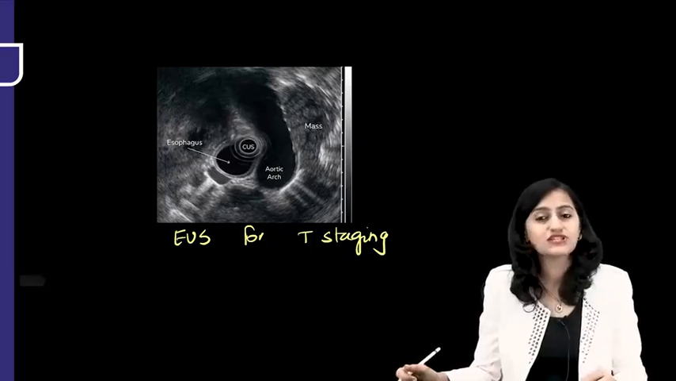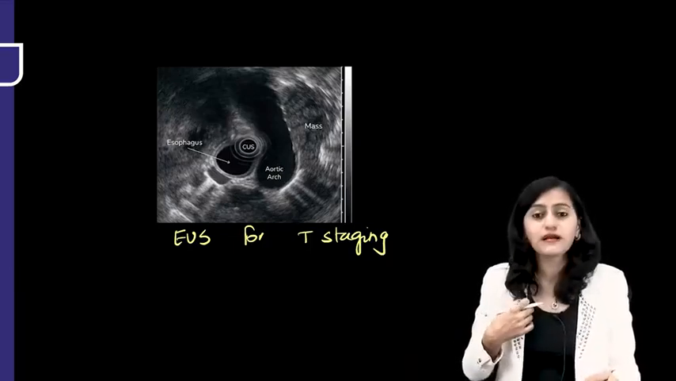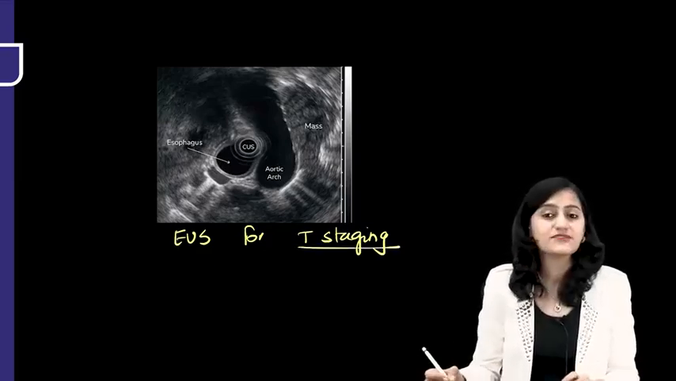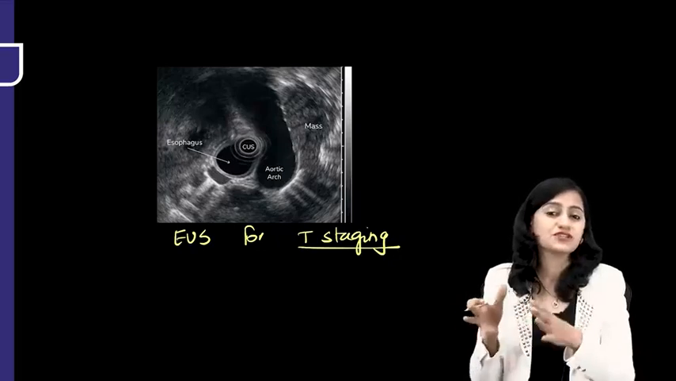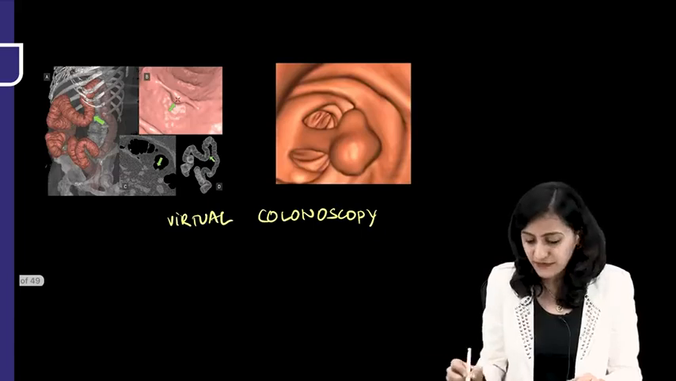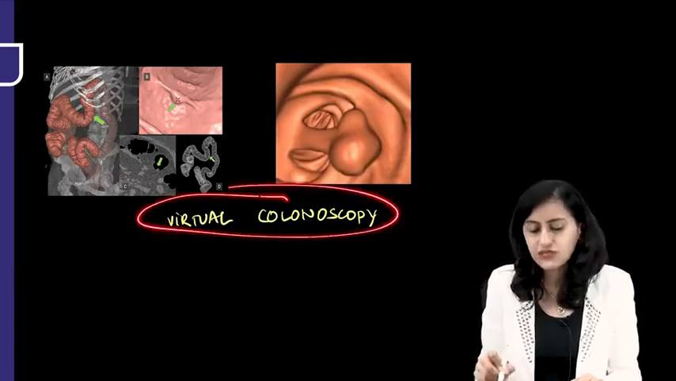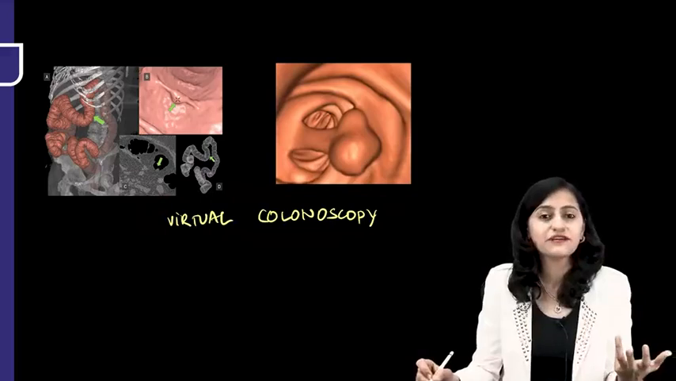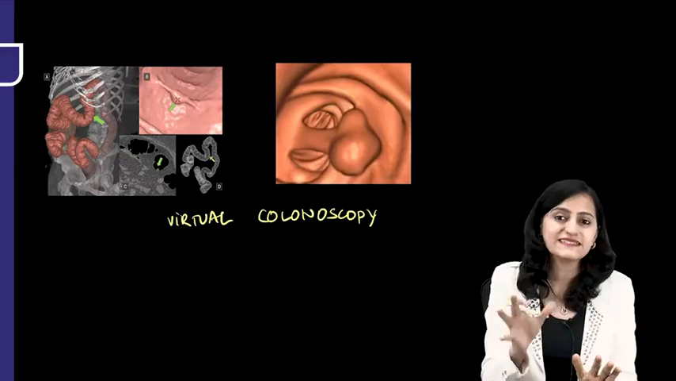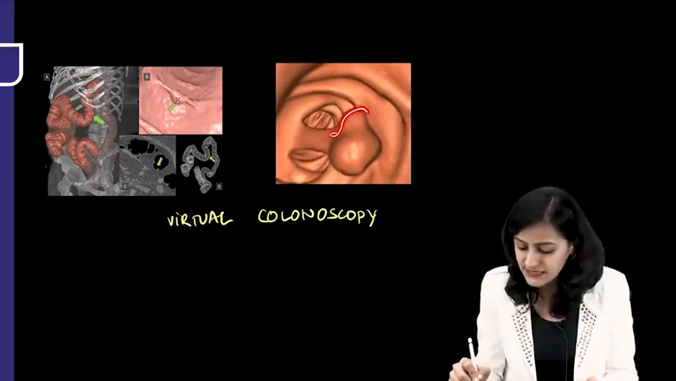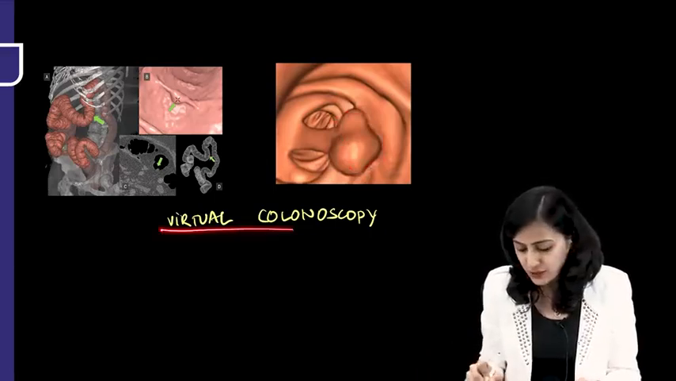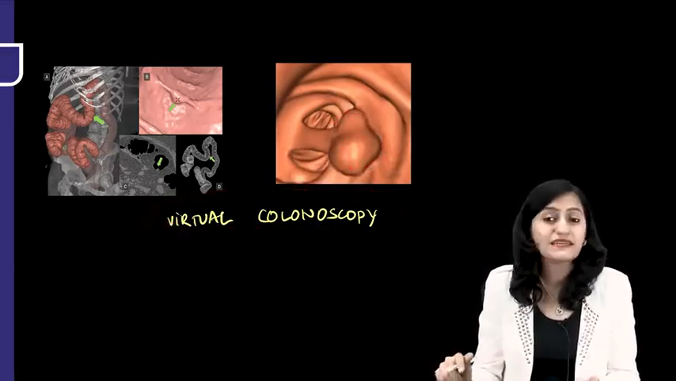Now the next investigation that we have is the endoscopic ultrasound. Now, endoscopic ultrasound basically is done for T-staging of the tumors. It helps in better delineation of the depth of the tumor. So, endoscopic ultrasound. Next, what investigation is this? This one is virtual colonoscopy or colonography, which is done in CT. Here we don't put an endoscope, it's just a CT scan, right? And it helps in the delineation of the mucosal pathologies like polyp that we see here. So this is virtual colonoscopy, which can be done in CT.